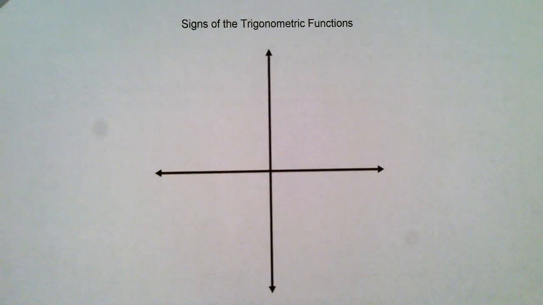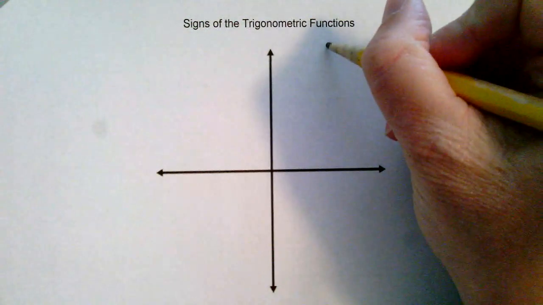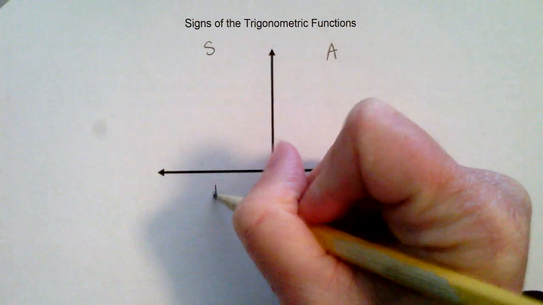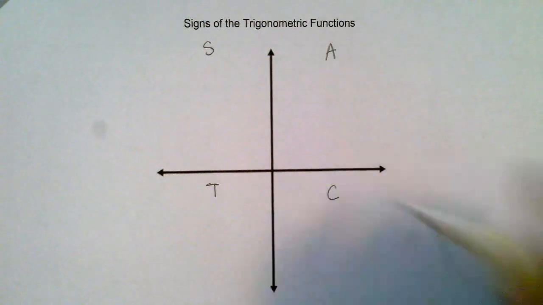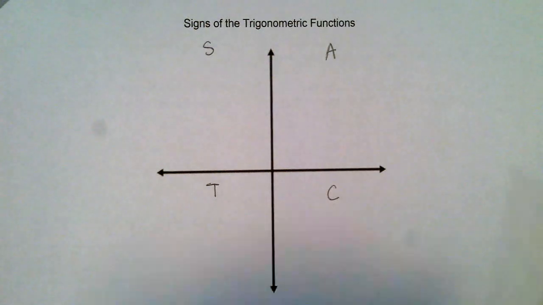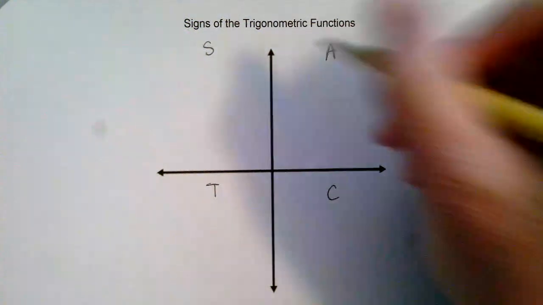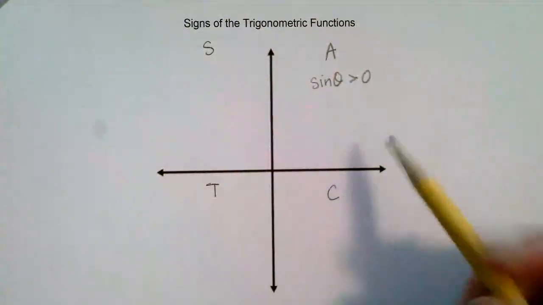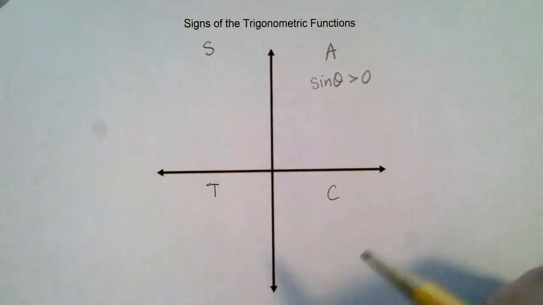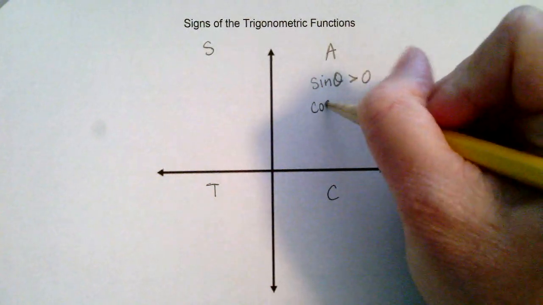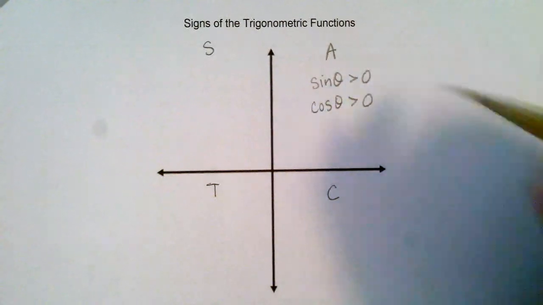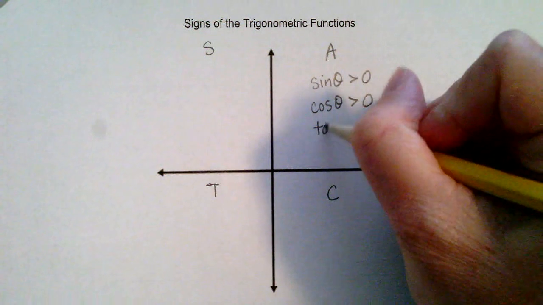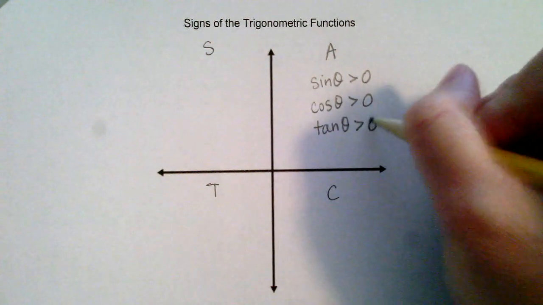One acronym to help remember this is "All Students Take Calculus." Let me show you what I mean. In our first quadrant, our sine is greater than 0 because our y value is positive. Our cosine is greater than 0 because our x value is positive. And since both of those values are positive, our tangent is also going to be positive.